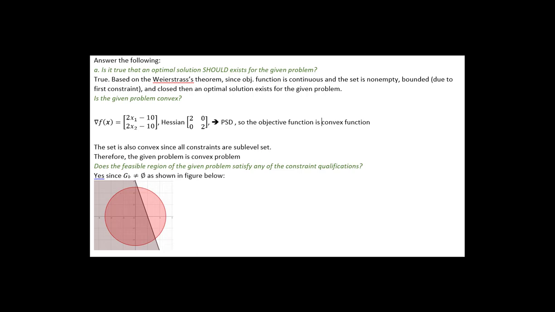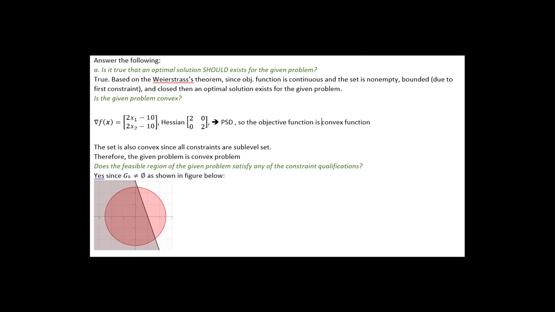So how about the constraints? Both are sublevel sets. The one that is highlighted there is a sublevel set, so yes, that's convex. The other one is linear, yes. So it's convex. The intersection of convex sets is also convex. So it is a convex programming problem, okay?